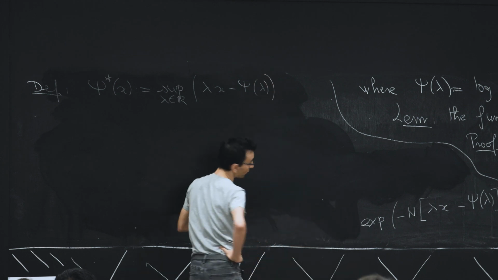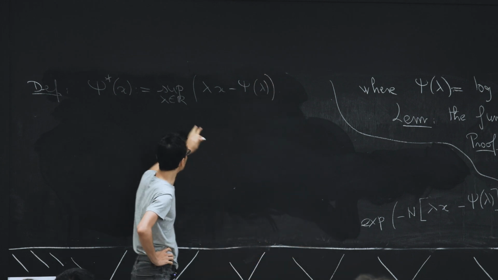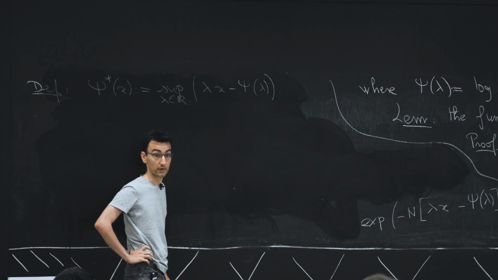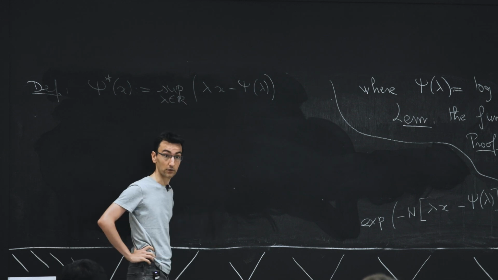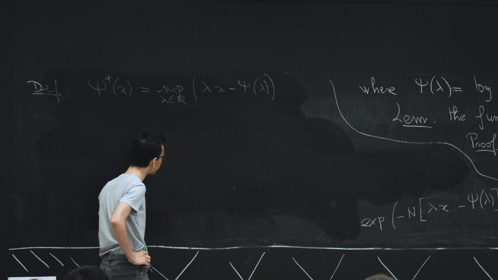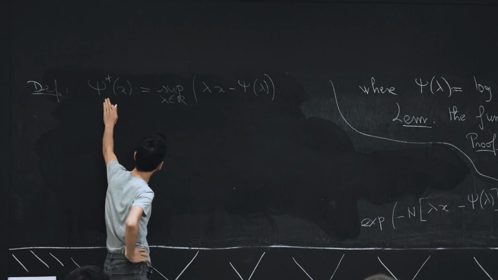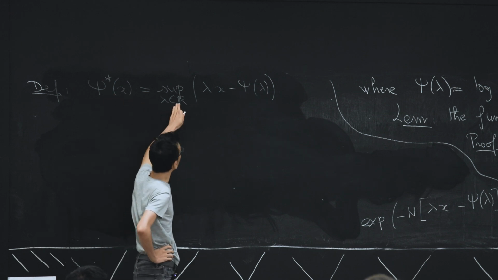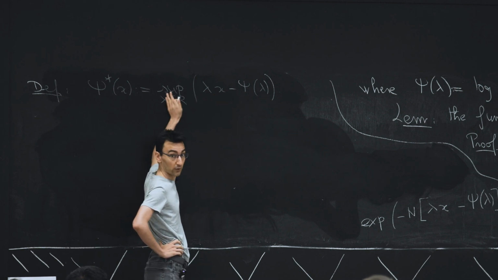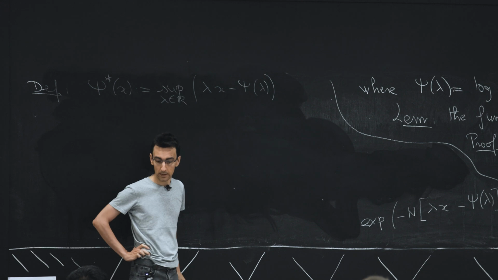So again, I hope that many of you recognize that this is the convex dual of the function psi, which we showed is convex. Some call it Fenchel-Legendre also, or whatever. In particular, this is a convex function as well, because you can see that it's a supremum of affine functions. So in particular, it's a supremum of convex functions. So it's convex.